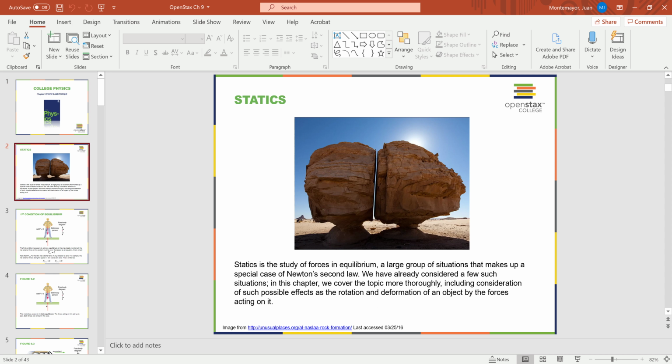So, statics is the study of forces in equilibrium, a large group of situations that makes up a special case of Newton's second law. We have already considered a few such situations. In this chapter, we cover the topic more thoroughly, including consideration of such possible effects as the rotation and deformation of an object by the forces acting on it.